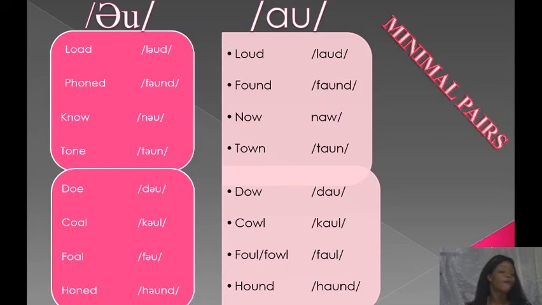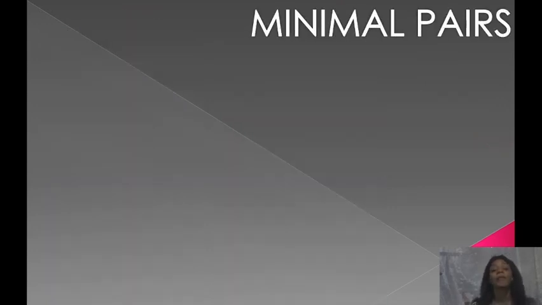And we have the word foe, F-O-A-L, foe. And we have foul. And the last word example we would be looking at under this minimal pair is the word hound, and the word hound. That was quite easy, I guess. It wasn't actually difficult, and I also believe that we were able to pronounce the words the way they should be pronounced. Now let's go over to the last minimal pairs.